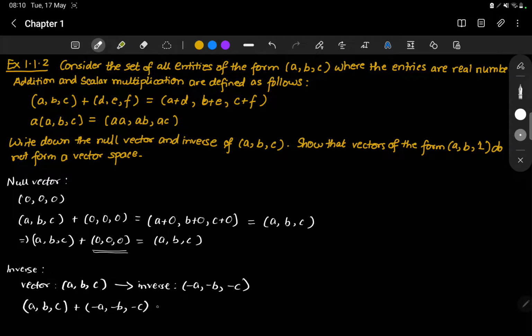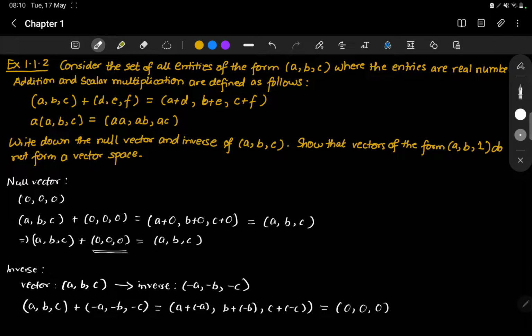So now by the definition of addition defined here, what is this? This is a plus minus a, then b plus minus b, lastly for c. So what do we get finally? a plus minus a is nothing but a minus a, that gives us nothing but 0. So it is 0, 0, 0.